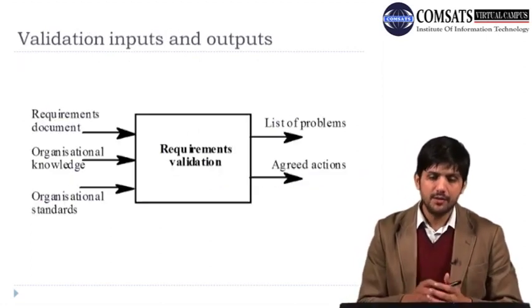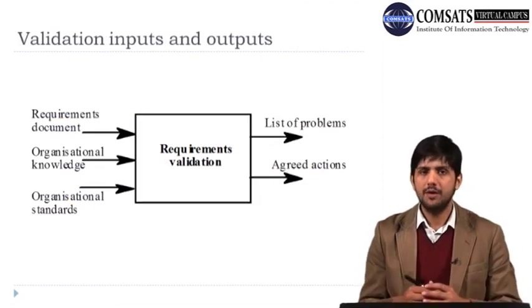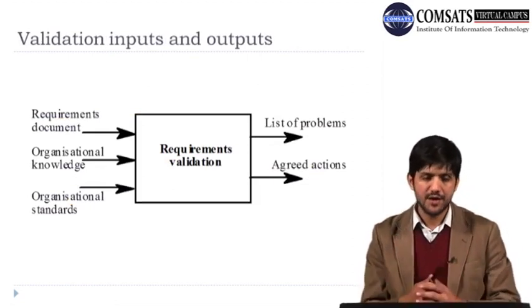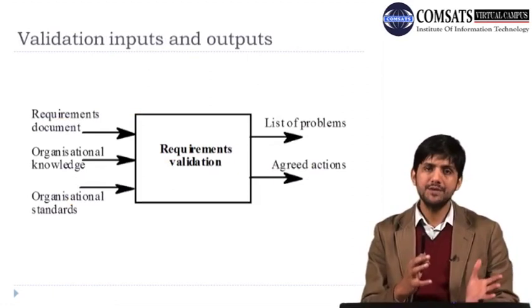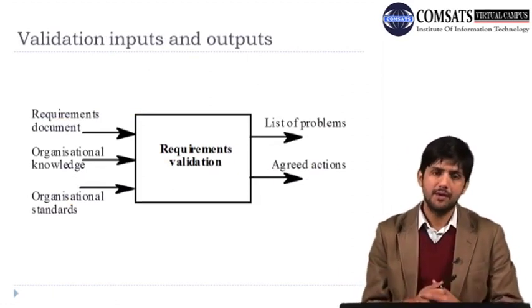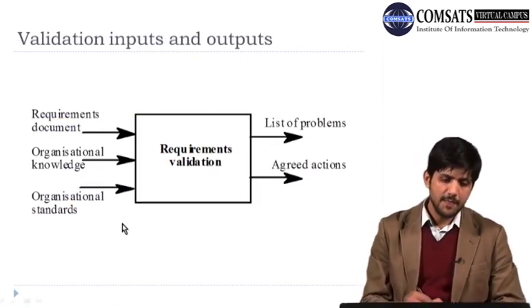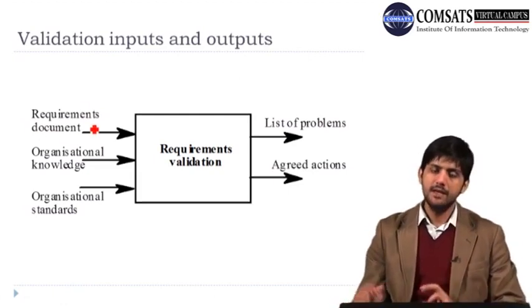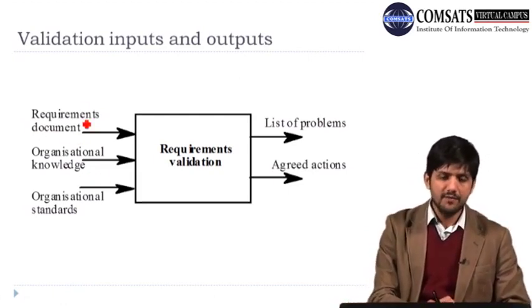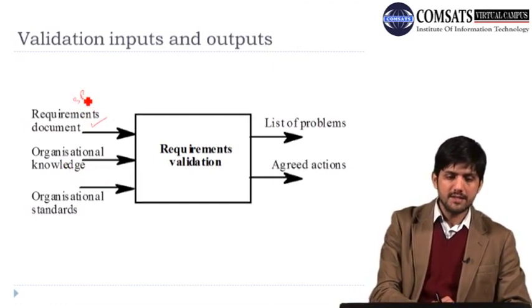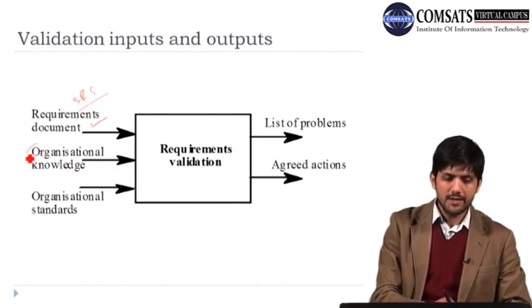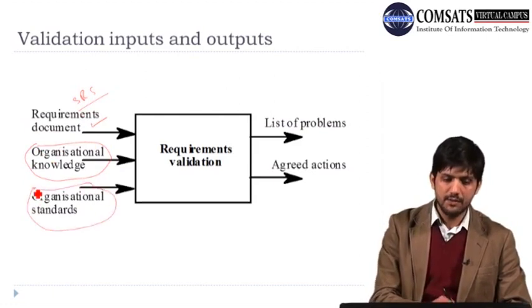So as a process, as I always talk about all these processes in this fashion, what are the inputs and what is the output from this particular requirements validation process. There are three key inputs to this validation process. We have the requirements document, the SRS that we produce. We have organizational knowledge, okay, and we have some organizational standards as well. Right?